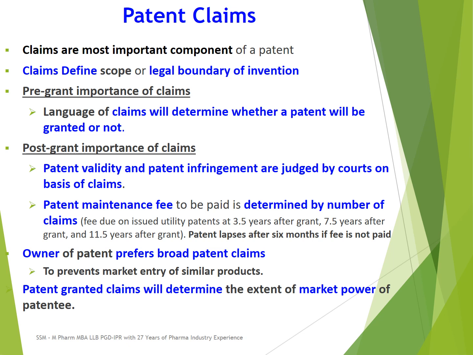The fee for maintenance of a patent is to be paid at 3.5 years, 7.5 years, and 11.5 years after patent grant. So three times during the patent life you have to pay the fee. If the fee is not paid within these due times, then the patent will lapse after 6 months. So if you are not paying the fee in this time period, then the patent will lapse.